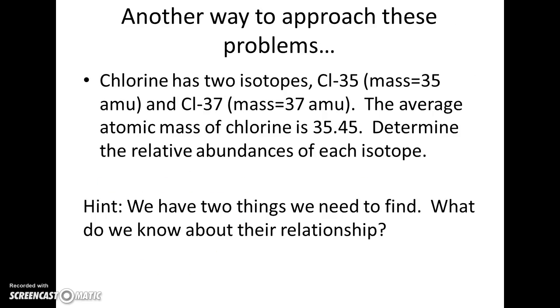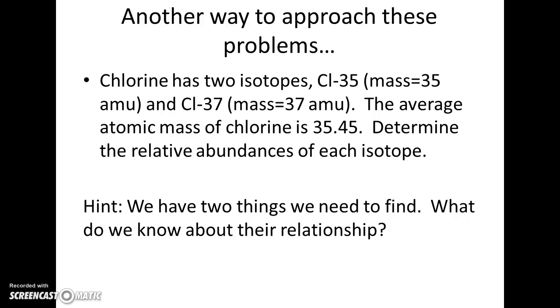So there's another way to approach these problems, and this is honestly what you're much more likely to be asked by IB. They wouldn't ask you to do the previous problem because you can just get the answer right off the periodic table. So here's an example of another kind of problem. Chlorine has 2 isotopes, chlorine 35 and 37, and the average is 35.45. So we'd want to determine the relative abundances of each isotope. So we have 2 things we need to find here: the abundance of chlorine 35 and the abundance of chlorine 37.